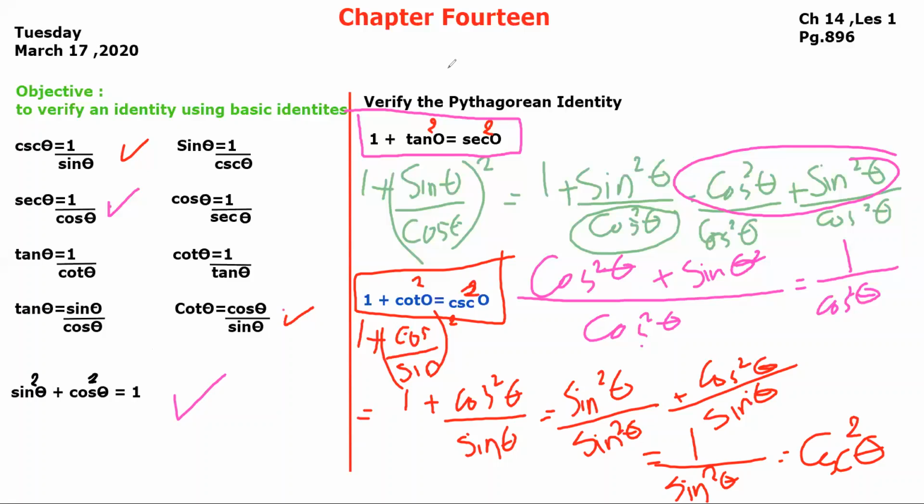Cosecant is 1 over sine, sine is 1 over cosecant, secant is 1 over cosine, cosine is 1 over secant, tan is 1 over cotan, cotan is 1 over tan, tan is sine over cosine, cotan is cosine over sine, sine squared plus cosine squared is equal to 1, 1 plus tan squared is equal to secant squared, and 1 plus cotan squared is equal to cosecant squared.